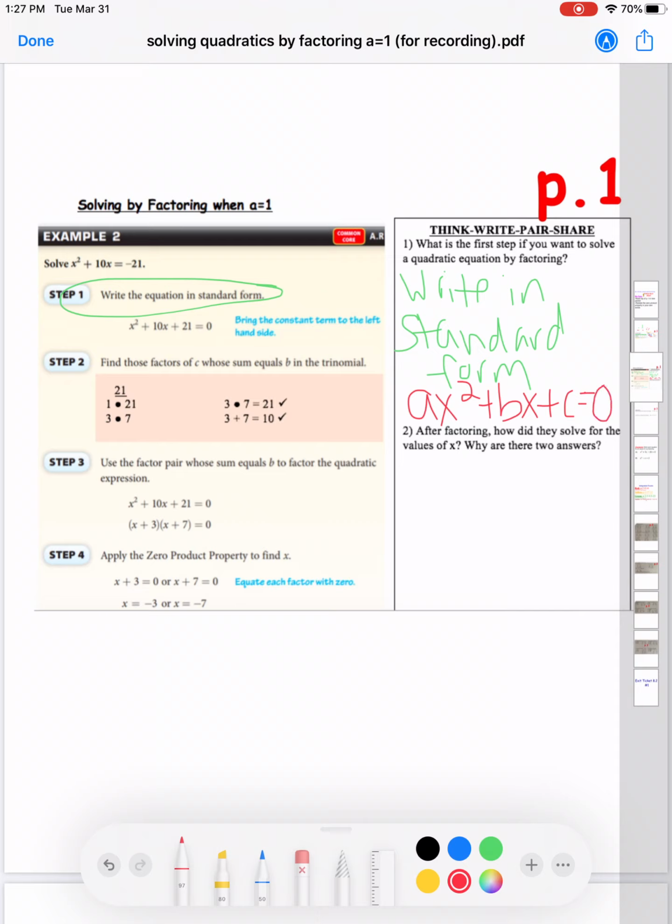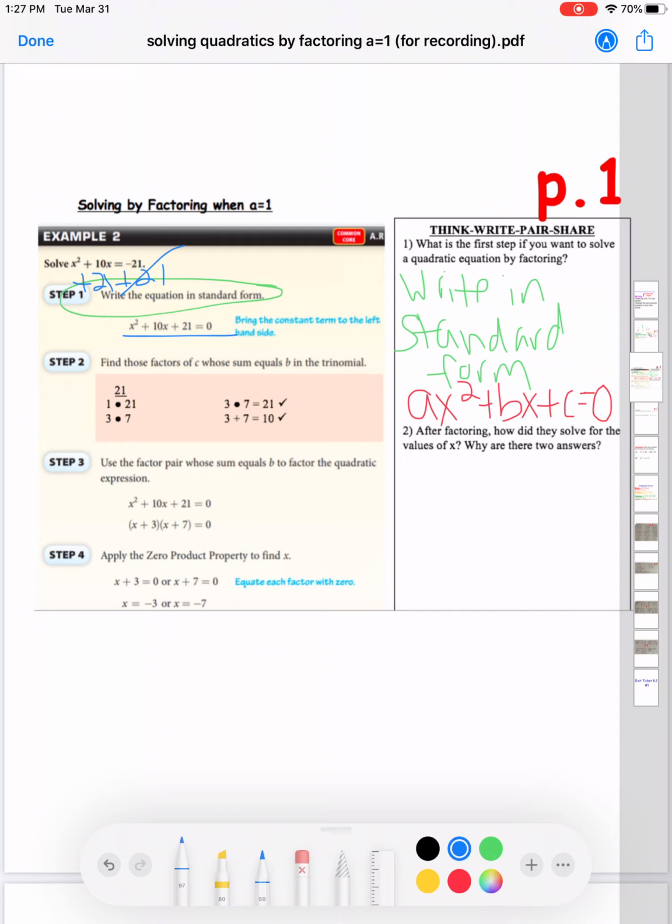In this type of factoring, the first thing you always need to do is make your equation equal to 0, basically putting everything on one side of the equation and having the other side be 0. What they did in this example is they had to move that 21 by adding 21 to both sides, which gave them this equation right here, x squared plus 10x plus 21 equals 0.